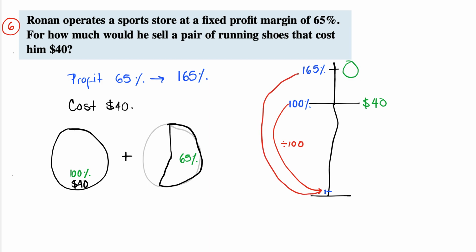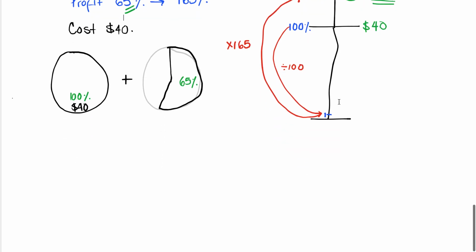So I'm going to go down to 100%, and then this one going up is going to be times 165. I do the same thing on this side. So take your calculators and start with 40, divide it by 100, and then multiply by 165. And I get that this price is going to be $66. So that's how much will he sell a pair for? He will sell it for $66. That's going to be the sale price, and in that way he's going to make sure that he has made a profit of 65%. Okay, wonderful. Let's do another one.